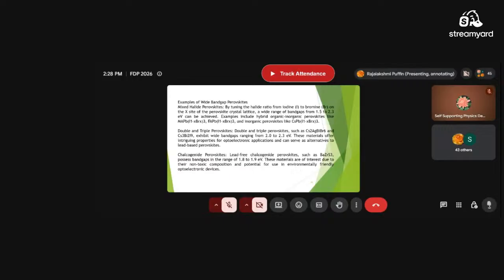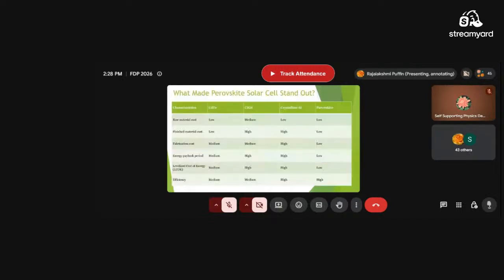And chalcogenide perovskites, we can see the lead-free chalcogenide perovskites, such as barium zirconium sulfide (BaZrS3), possess band gaps in the range of 1.8 to 1.9 electron volts. So we have to go for applications that should not pollute our atmosphere. We have to go for non-toxic compositions. That is our aim. So this is eco-friendly to use.